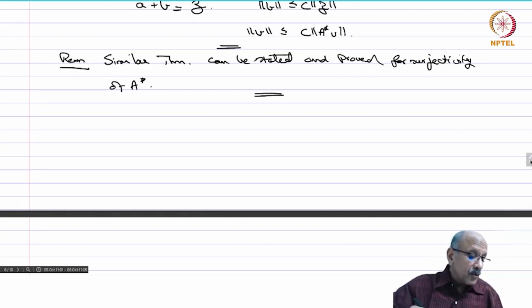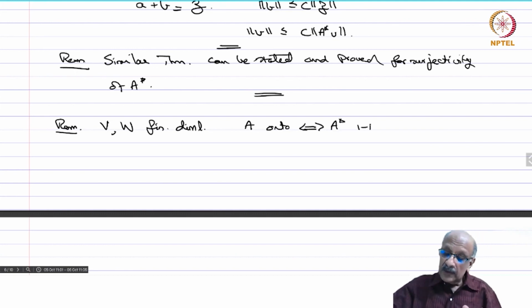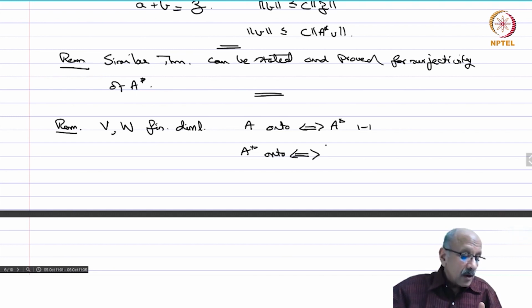Now if you look at another remark, let us take V and W finite dimensional. Then everything, as I said, is a continuous linear operator, in particular closed, densely defined, and therefore you have that A is onto if and only if A star is 1-1, because we have the range equals the null space of A star perp. Similarly, A star onto if and only if A is 1-1.